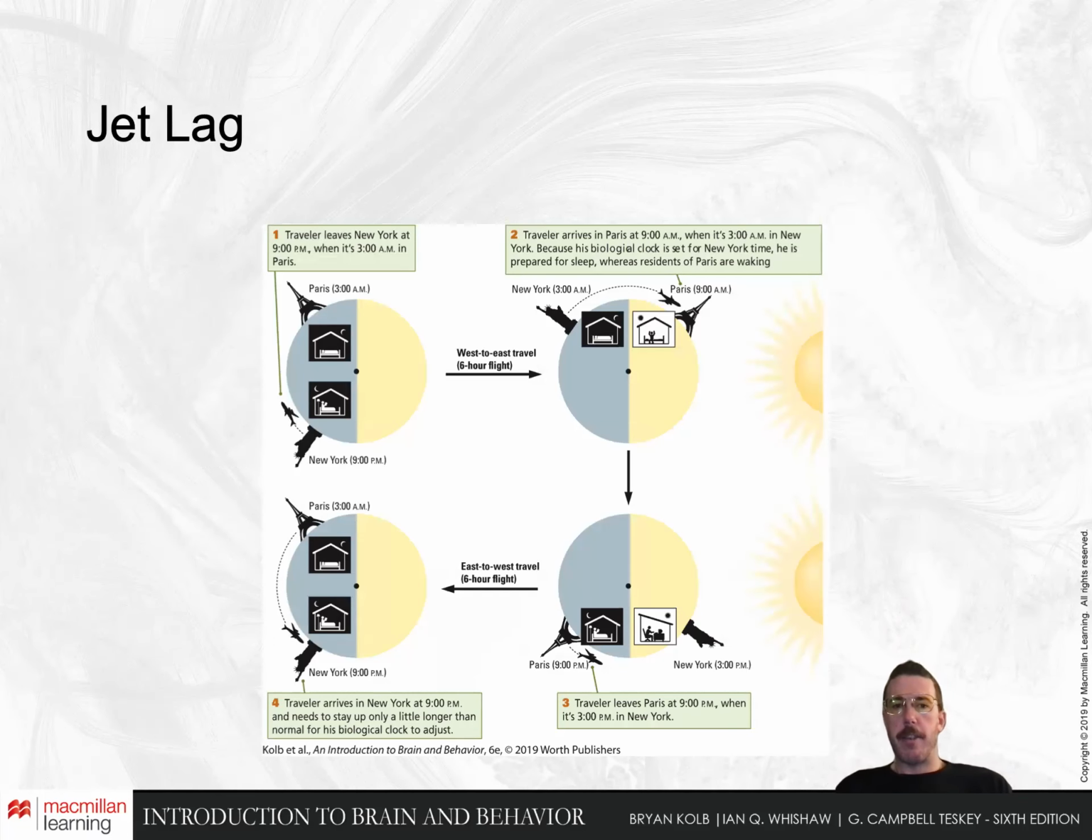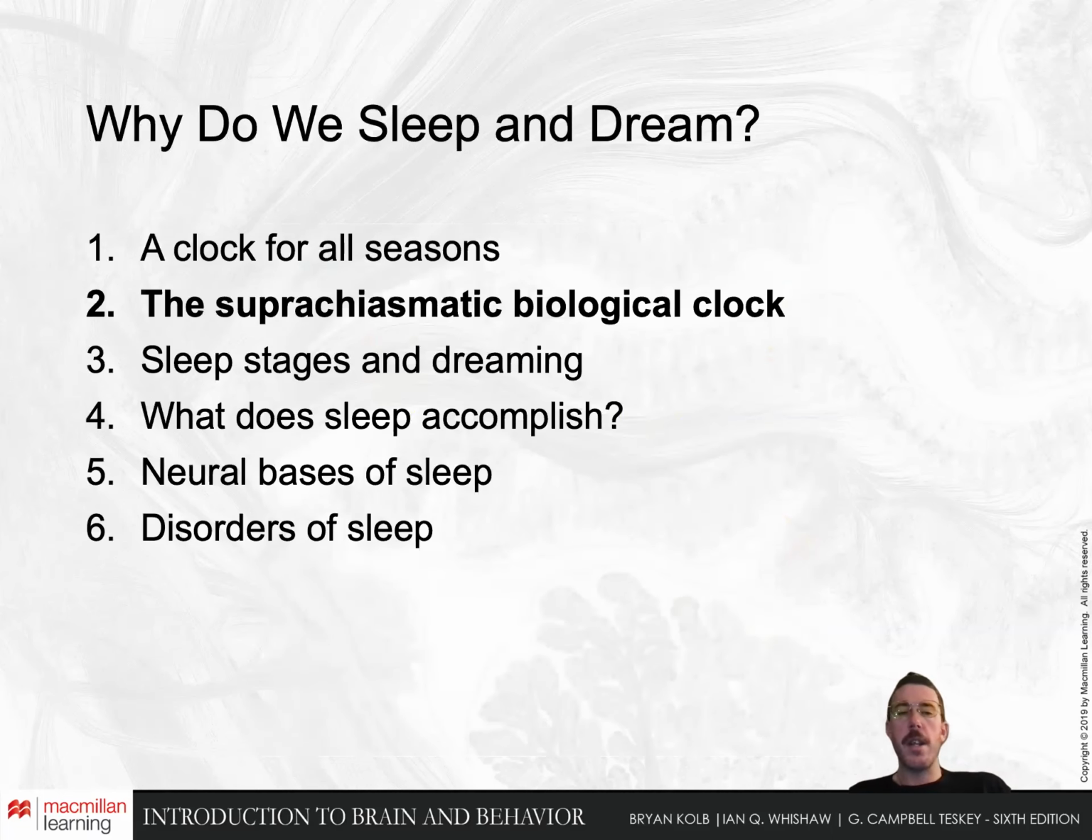Here's a diagram from the textbook showing the difference here. Someone traveling from New York to Paris ends up arriving in Paris in the morning when they think it's nighttime, as opposed to someone traveling from Paris to New York, who ends up arriving in New York just a little earlier than when they were originally going to go to bed, a little later than when they would have normally gone to bed. Okay, so that explains some aspects of our biological clocks.